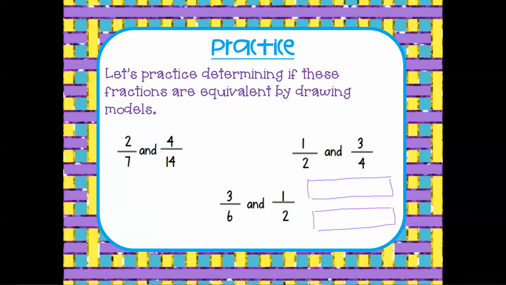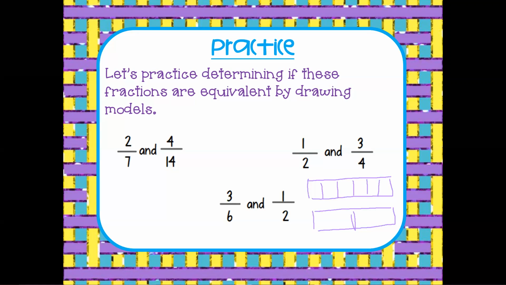Okay, so for my top model, I'm going to do 3/6. I need to split this into 6 equal parts because my denominator is 6. So let's see if I can get it as equal as I can. Okay, I have 6 parts. Now, for my second fraction model, I have a half. The denominator is 2, so I need to just split it in half.